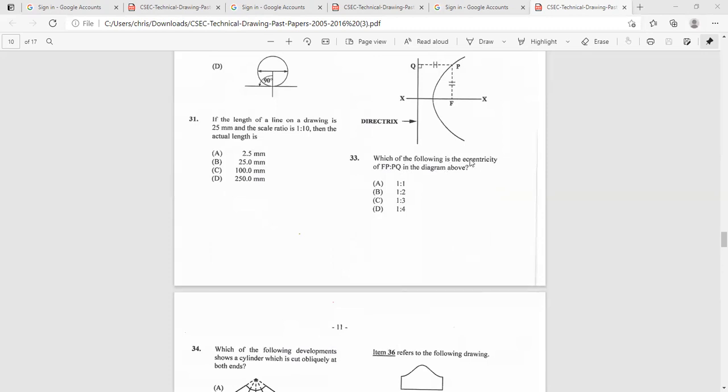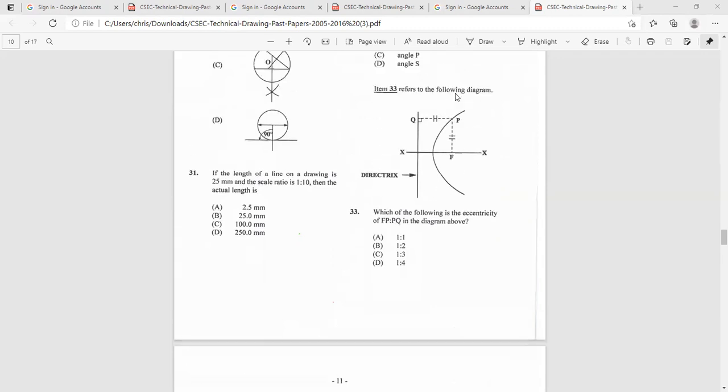Which of the following is the eccentricity of FP to PQ? It's 1 to 1, because here FP to PQ, this is equal to that, so it's 1 to 1.